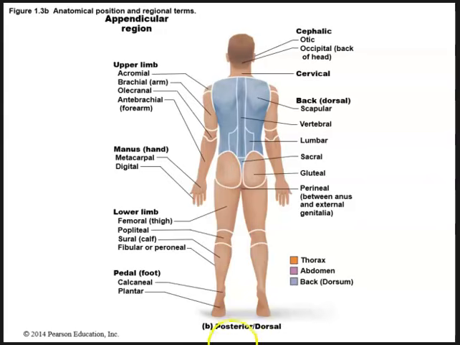So from this posterior or dorsal view, we can see both the axial and appendicular regions. So axial, still part of the trunk, is the dorsal or back, and then we have the different regions within the dorsal area. And then we can see more of the appendicular regions of the upper limb, the hand, the lower limb, and the foot.